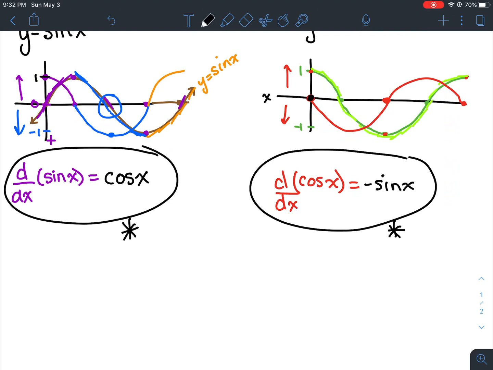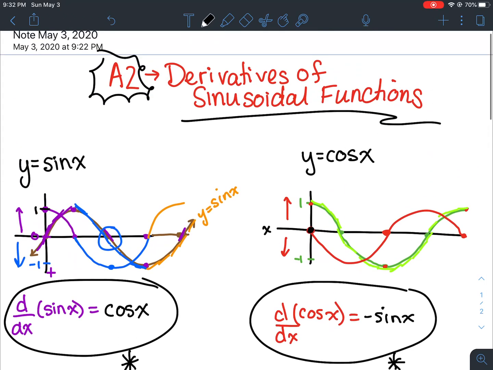All right, so I don't know why it comes up in A2. It seems super weird because that's literally all you have to know: that the derivative of sine x is cosx and the derivative of cosx is negative sine x. And we are going to do more on this after we learn a whole bunch of other derivatives.